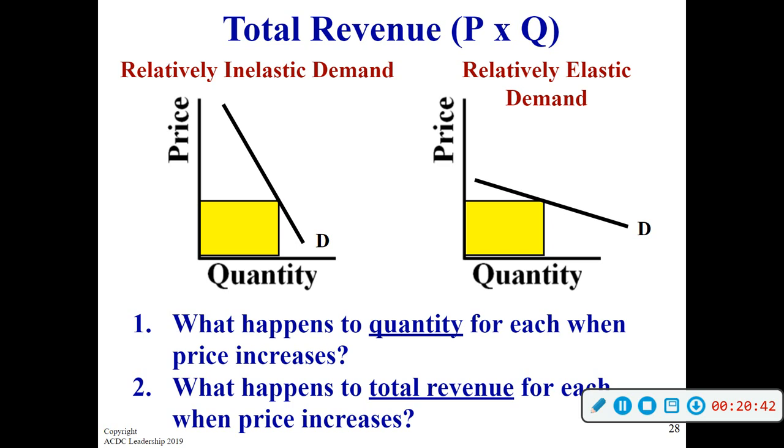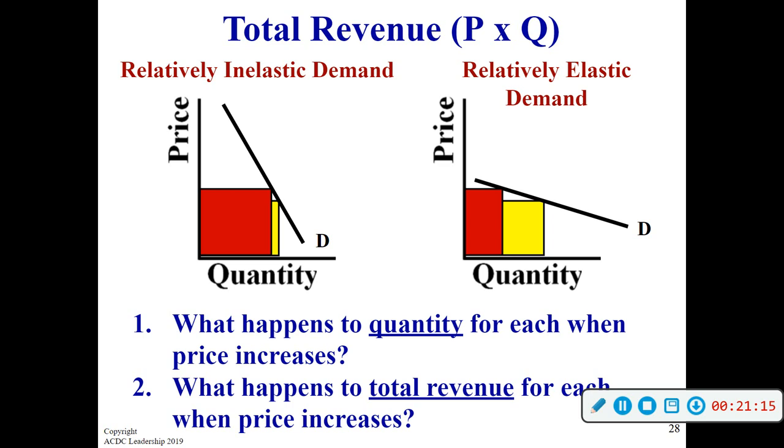Those yellow boxes represent revenue: the total revenue for an inelastic demand curve, and the total revenue for an elastic demand curve. So if price goes up for an inelastic demand, total revenue is going to increase. Meaning the price went up, people still bought generally the same amount, so therefore more money was generated. If the price goes up and total revenue decreases, then it's going to be elastic. So for total revenue tests, all you have to do is price times quantity before the change, and price times quantity after the change in price.